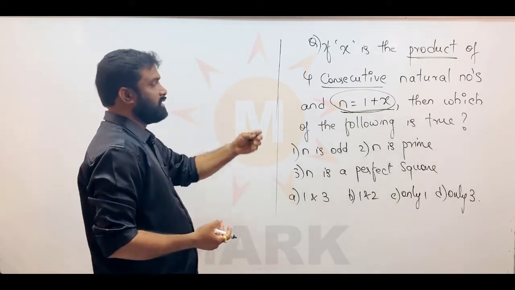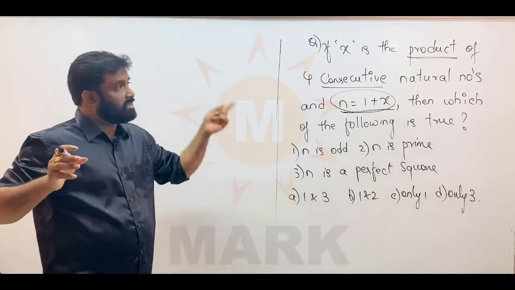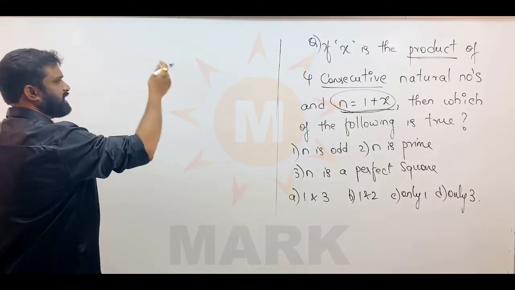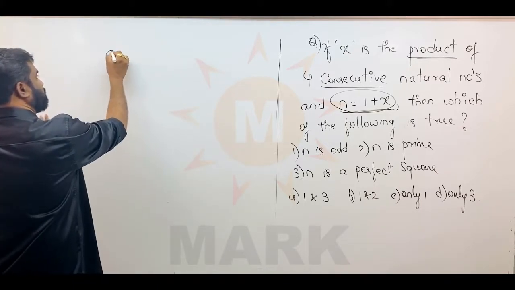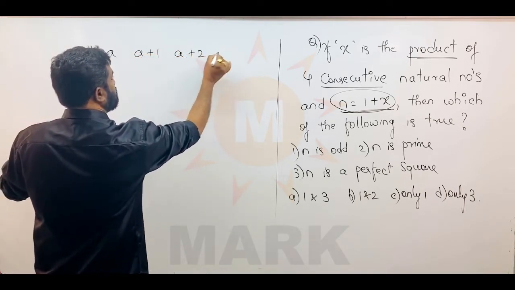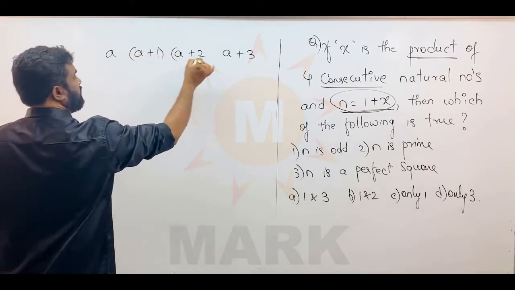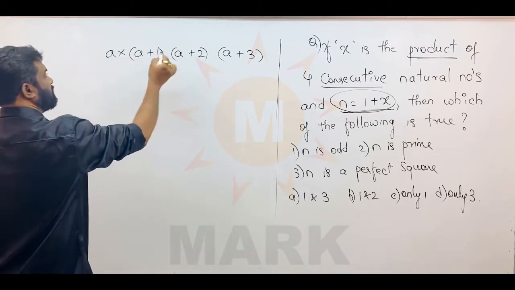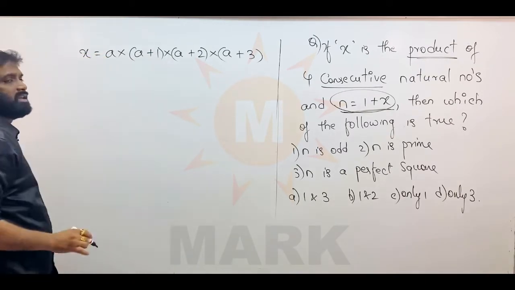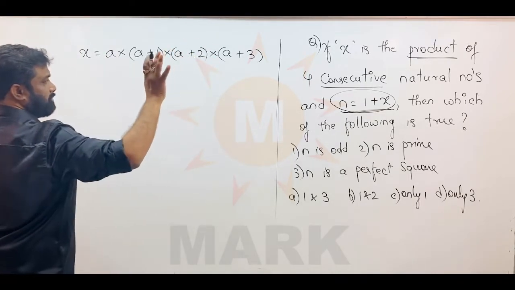First, let me explain the meaning of the question. He is telling, suppose the first natural number he told. What kind of natural numbers? Consecutive natural numbers, successive natural numbers. Suppose the first natural number that we are taking is some a. Now consecutive means a plus 1, a plus 2 and a plus 3. Suppose these are the 4 consecutive natural numbers. Now I am multiplying them: a into a plus 1 into a plus 2 into a plus 3. He is telling that this product should be named as x. So x is the product of 4 consecutive natural numbers.